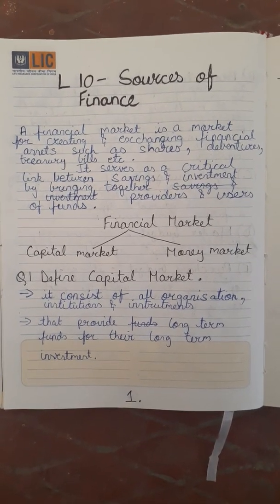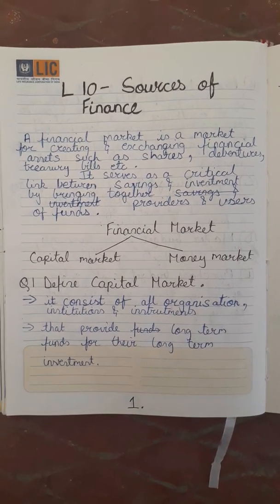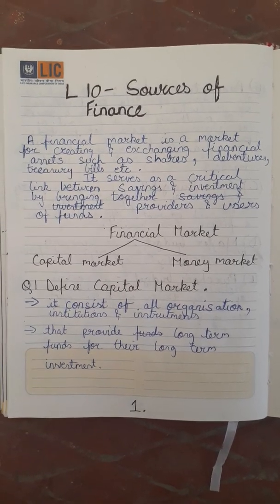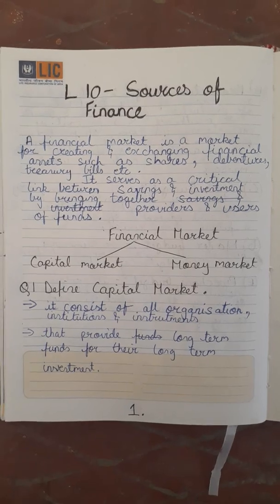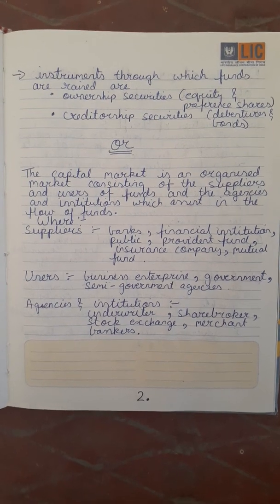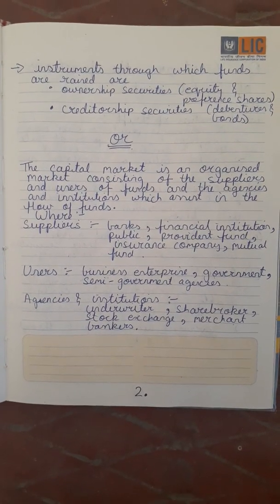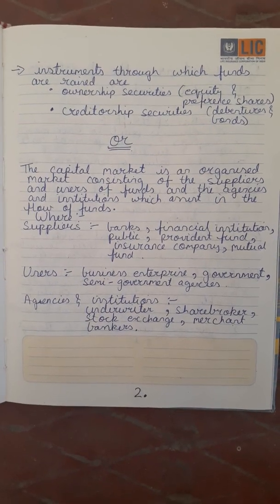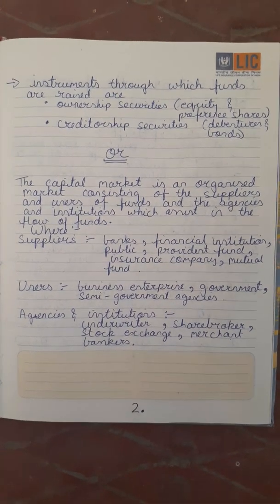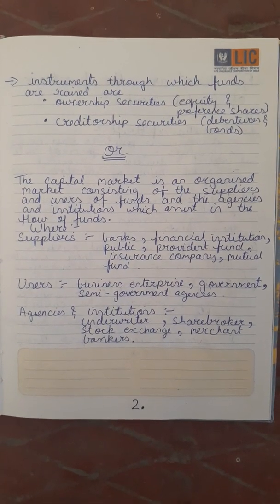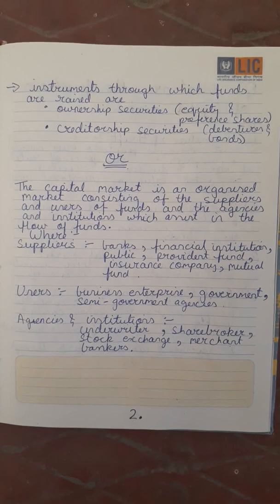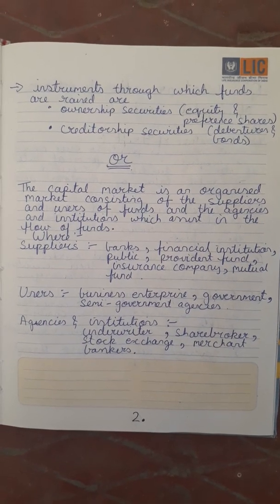Capital market basically consists of all organizations, institutions and instruments that provide long-term funds to the company for their long-term investment. When a company borrows money or capital from the providers, that is the public, then it has to issue certain security. That means it has to acknowledge the debt provided by the providers of funds. Therefore, instruments through which funds are raised are ownership security and creditorship security.